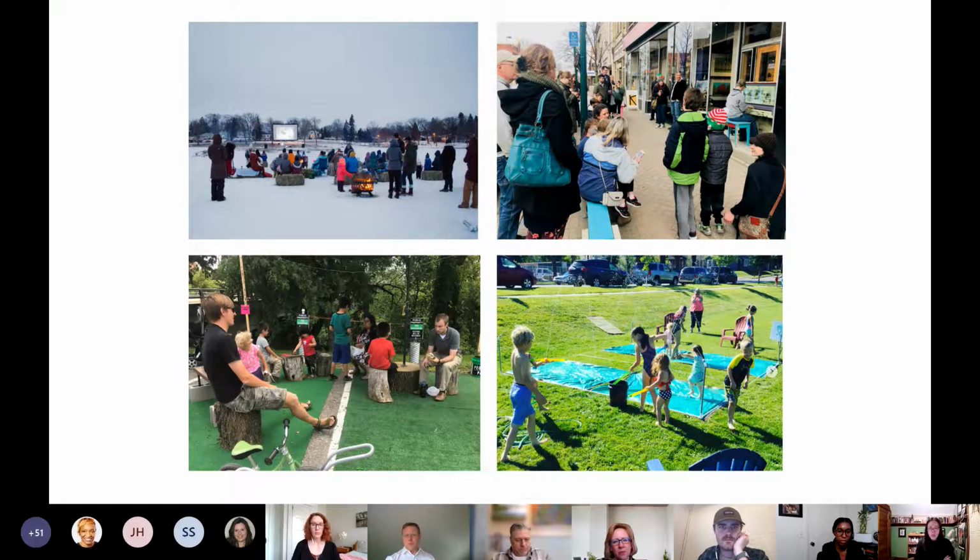A lot of people were concerned about losing parking. I think that's common everywhere. People don't like to lose parking. So they were concerned about that. Businesses were concerned that people wouldn't have a place to park and come visit them.